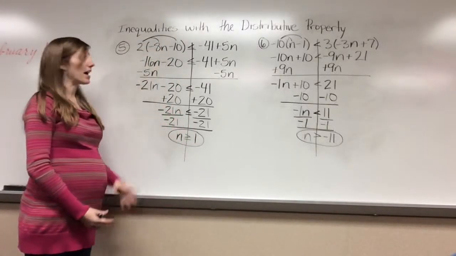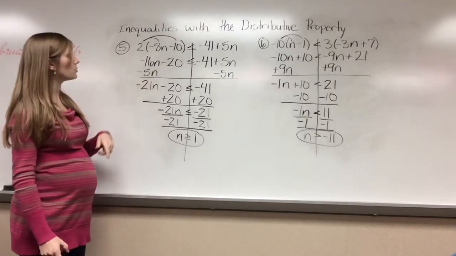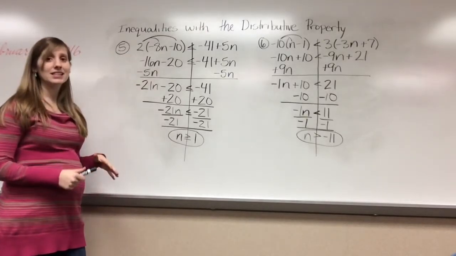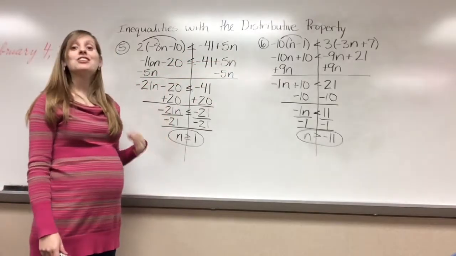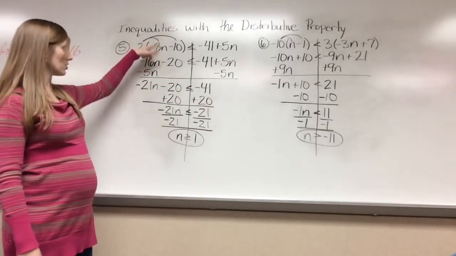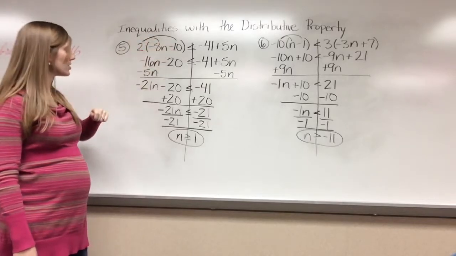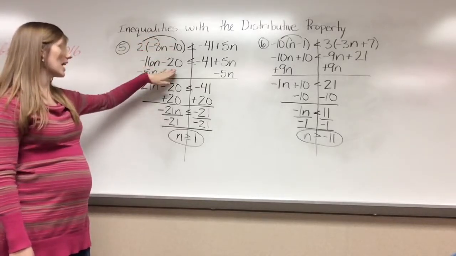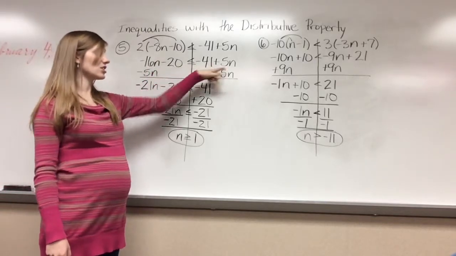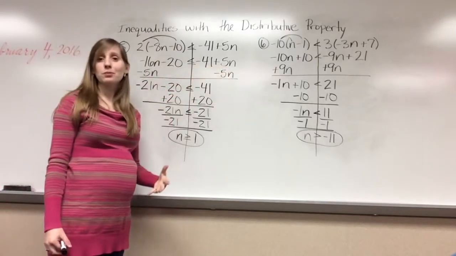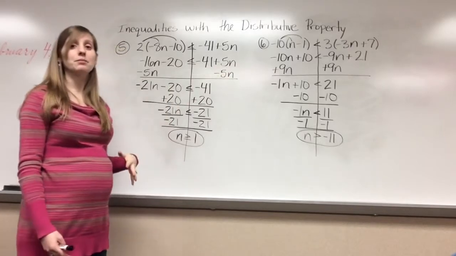For problem number 5, the inequality was 2 parentheses negative 8n minus 10 is less than or equal to negative 41 plus 5n. So the first thing that I did was use the distributive property, multiply by 2. I got negative 16n minus 20 is less than or equal to, I did not change the right-hand side because there was no parentheses, so there was nothing I needed to simplify.